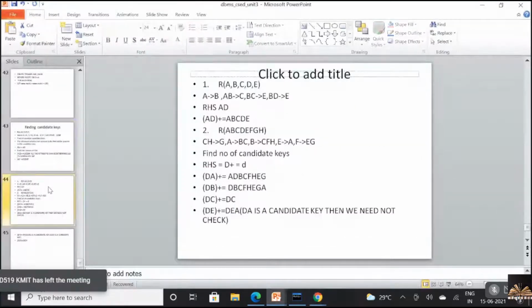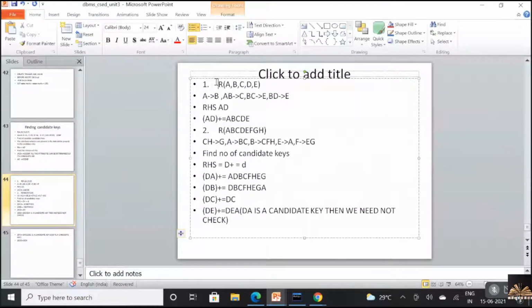Now, let's go with one more example. See, now I've got relation R with A, B, C, D, E as its attributes. R, A, comma, B, comma, C, comma, D, comma, E. Fine. Now, with FDs, A implies B, AB implies C, BC implies E, and BD implies E.